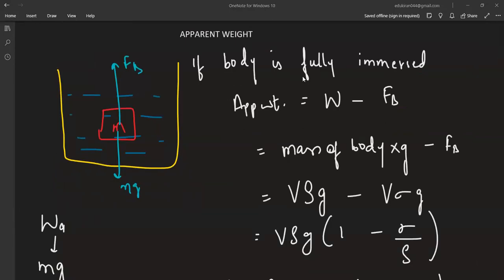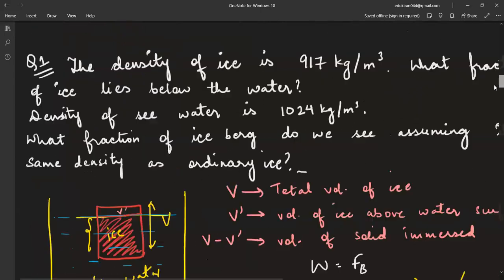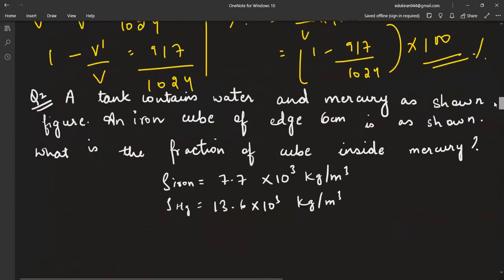Yes, class. So in the last class, we started with apparent weight. We could complete only one question, right? Principle of flotation also we did. One more question let us discuss.